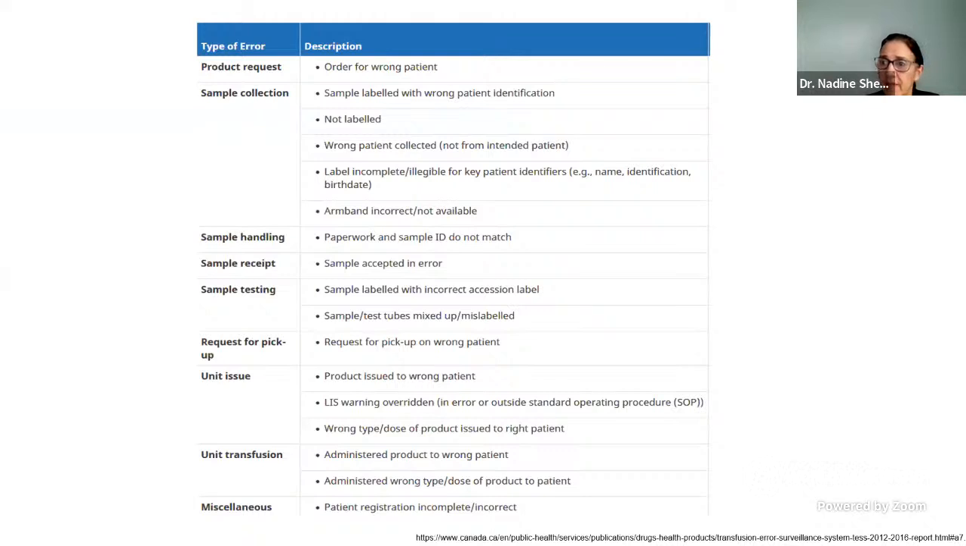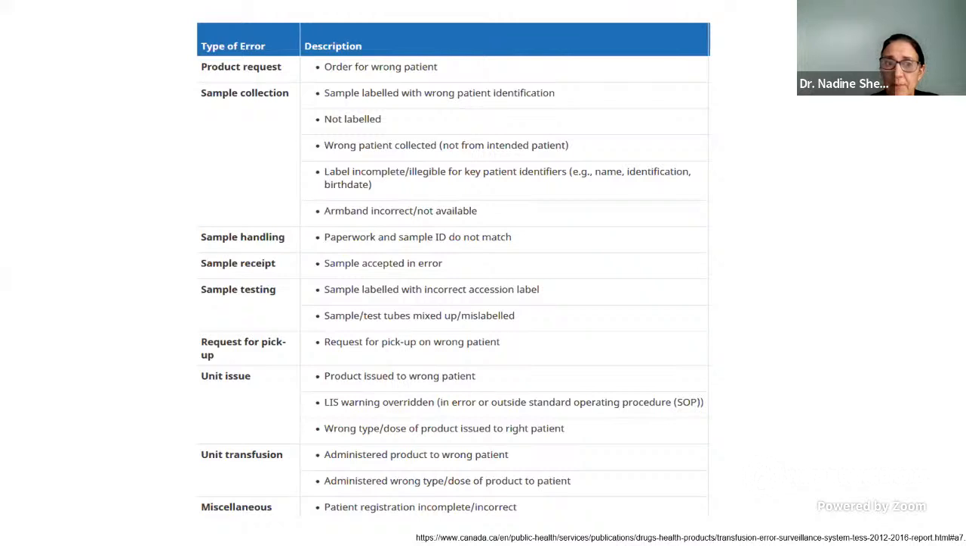The types of errors have been highlighted in the prior presentations, but I'm just going to go over them in terms of what kind of errors can occur. This is more at the hospital level as opposed to a donor center level. As you can see here, it can occur at the level of product request, for instance, ordering blood incorrectly for the wrong patient. At the level of sample collection, for instance, the sample is labeled with the wrong patient identification, or it's not labeled at all, or the wrong patient is collected, or the label is illegible, or the armband is incorrect.